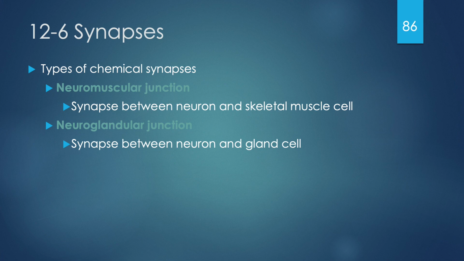There's also the neuroglandular junction, and this is a type of chemical synapse in which the synapse is in between a neuron and a glandular cell. So in this case, the neuron will be the presynaptic neuron, or the presynaptic cell, and then the gland cell is going to be the postsynaptic cell.